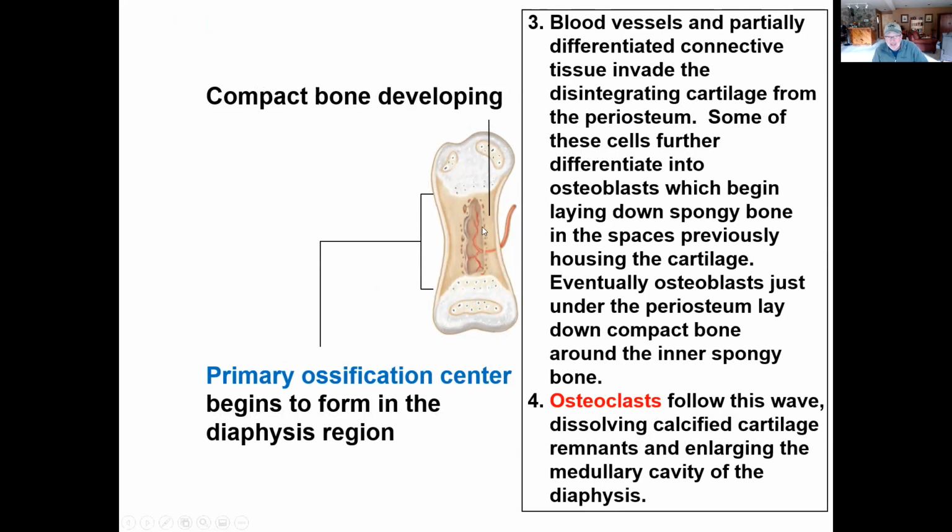This process begins again in the center of this future femur in what's called the primary ossification center. Primary meaning first. So the ossification occurs first here in the diaphysis region with the initial death of the chondrocytes and then the invasion of osteoblasts that start to lay down bone.